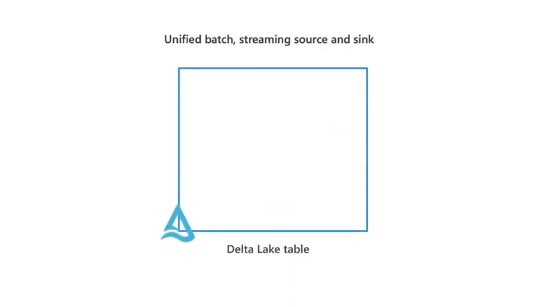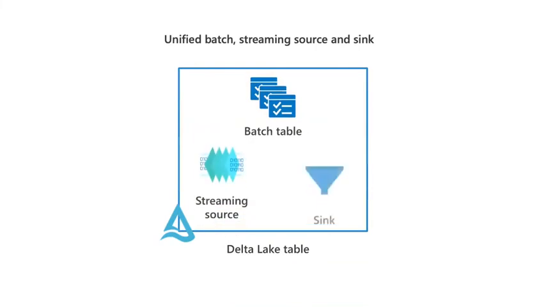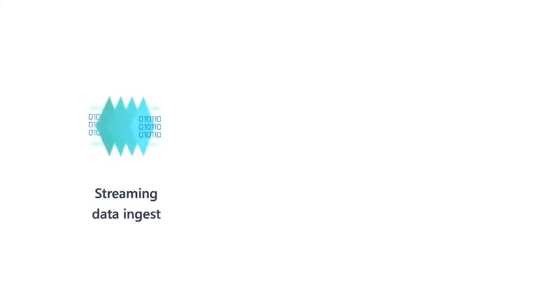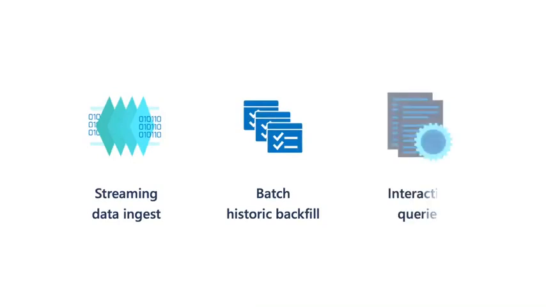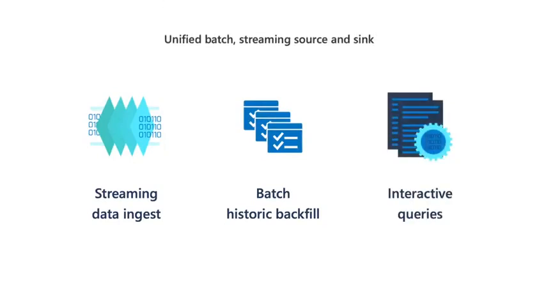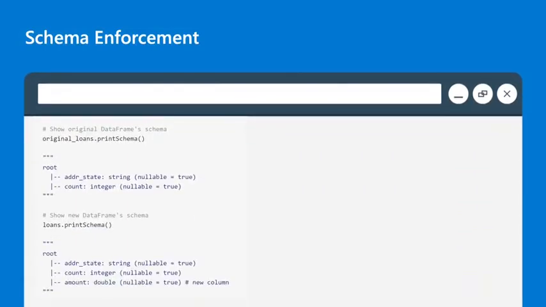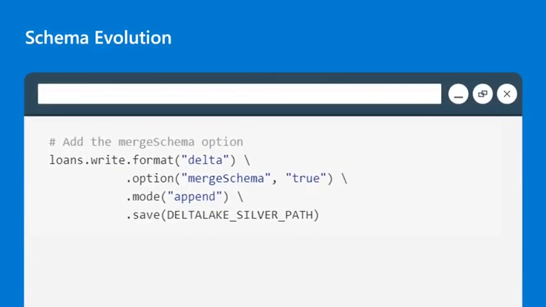A table in Delta Lake is both a batch table as well as a streaming source and sink. Streaming data ingest, batch historic backfill, and interactive queries all just work out of the box. Schema enforcement helps ensure that the data types are correct and required columns are present, preventing bad data from causing data inconsistency.